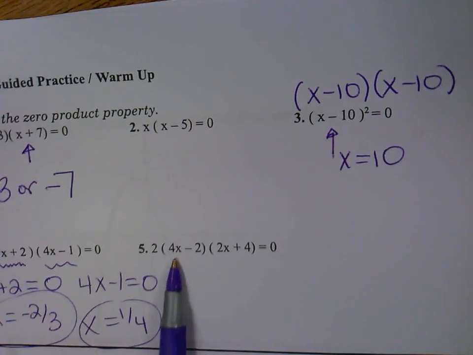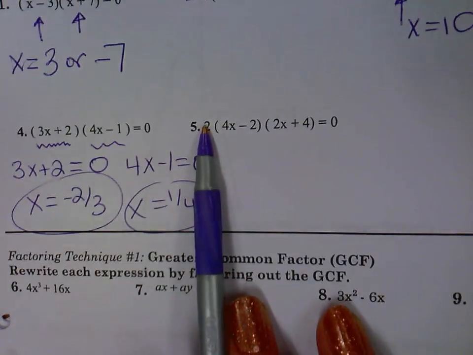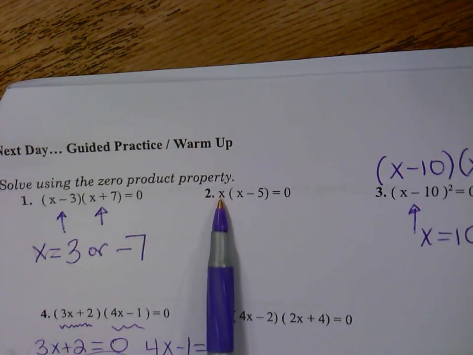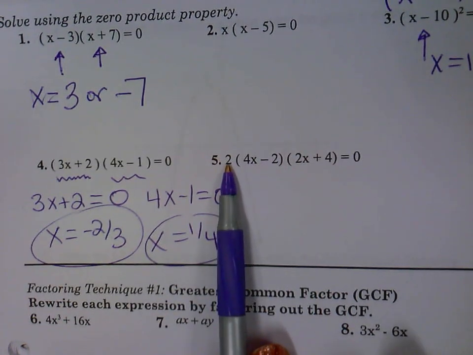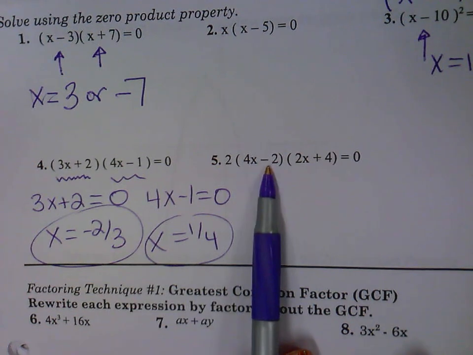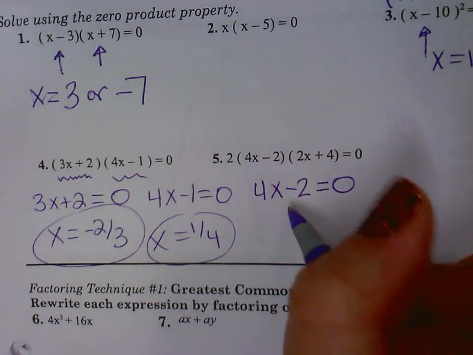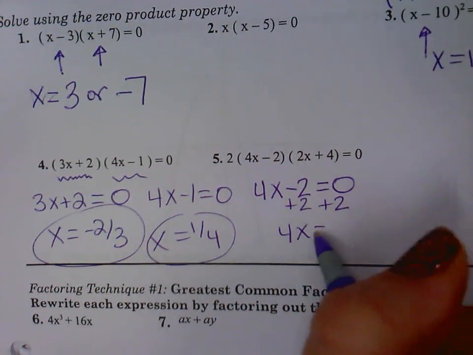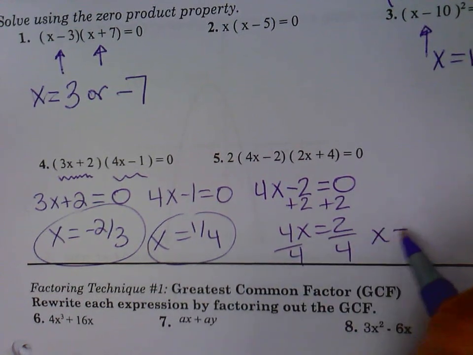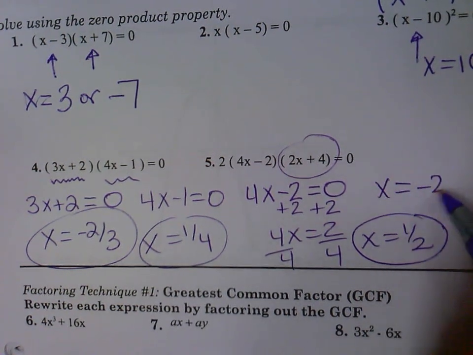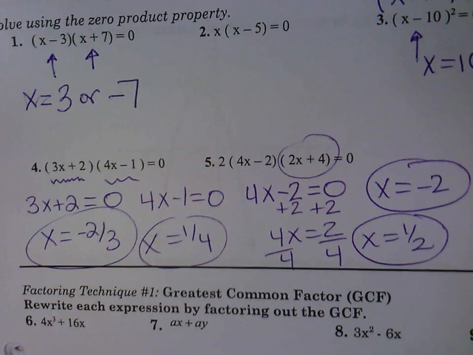On number 5, this 2 in front is affecting the steepness of your graph, but it doesn't give you another solution. On number 2, if there's an x out front, that gives you another solution. It gives you a solution of 0. But this 2, I can just skip over that term and go to this parenthesis and solve for x. So if I wrote out 4x minus 2 equals 0, my first step would be adding 2 to the other side, dividing by 4, x would be 1/2. And then if you went through that process with the other parenthesis, you would have gotten negative 2 as your other answer. Subtract 4, divide by 2.